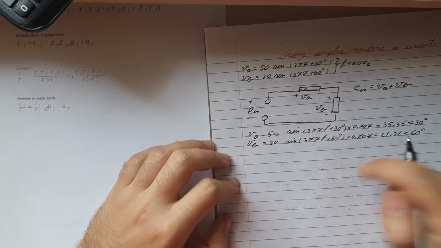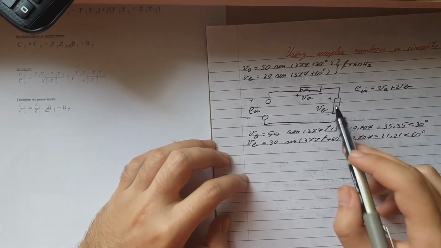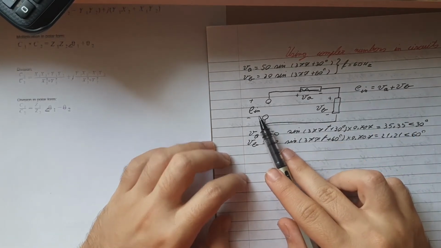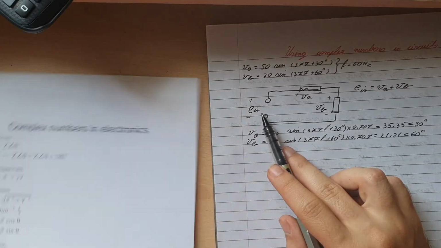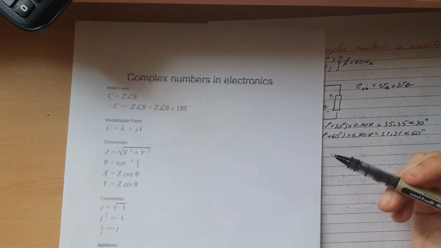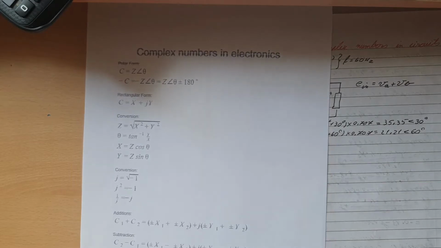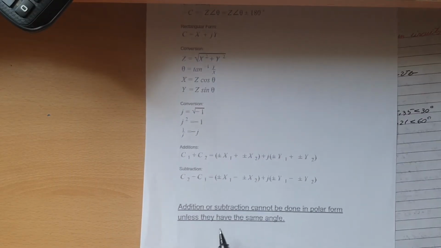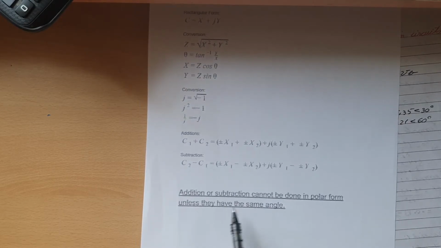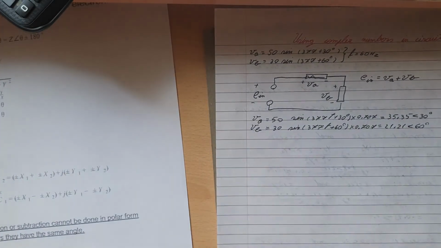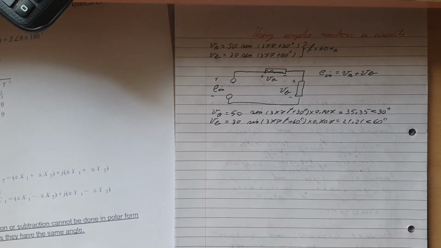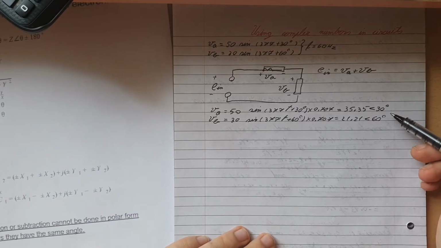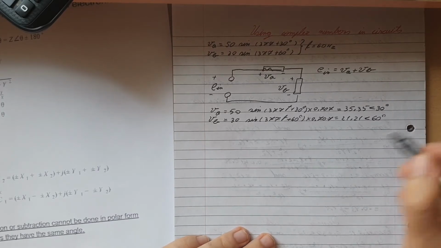Well, of course, we add them together, because that's what the problem is asking us. It's asking us to add VA and VB together to know EN, the total voltage. But remember the first rule: you can't add polar forms that have different angles. And as you can see here, it clearly has different angles, because this one is 30 degrees and this one is 60 degrees.